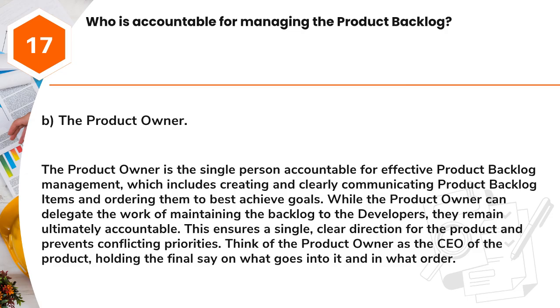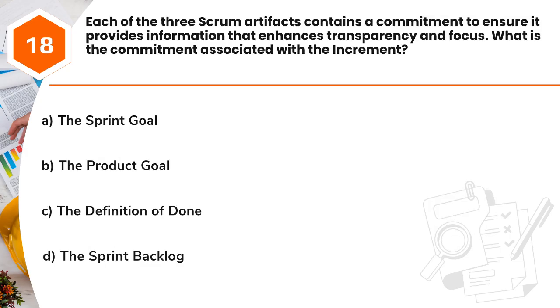The product owner is the single person accountable for effective product backlog management, which includes creating and clearly communicating product backlog items and ordering them to best achieve goals. While the product owner can delegate the work of maintaining the backlog to the developers, they remain ultimately accountable. This ensures a single, clear direction for the product and prevents conflicting priorities. Think of the product owner as the CEO of the product, holding the final say on what goes into it and in what order.